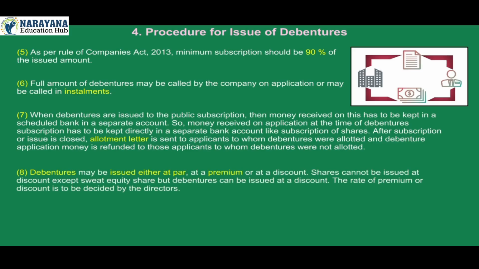8. Debentures may be issued either at par, at a premium or at a discount. Shares cannot be issued at a discount except sweat equity shares, but debentures can be issued at a discount. The rate of premium or discount is to be decided by the directors.